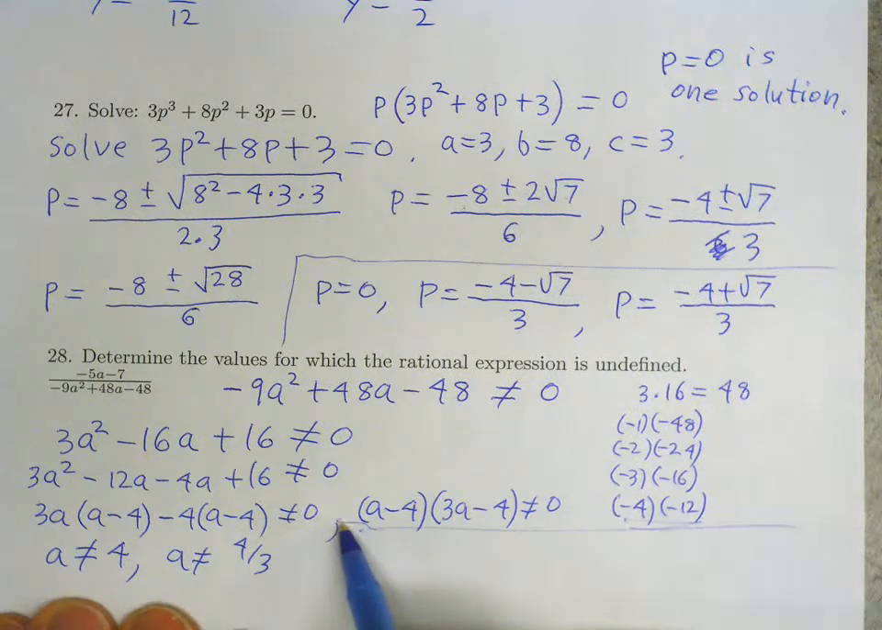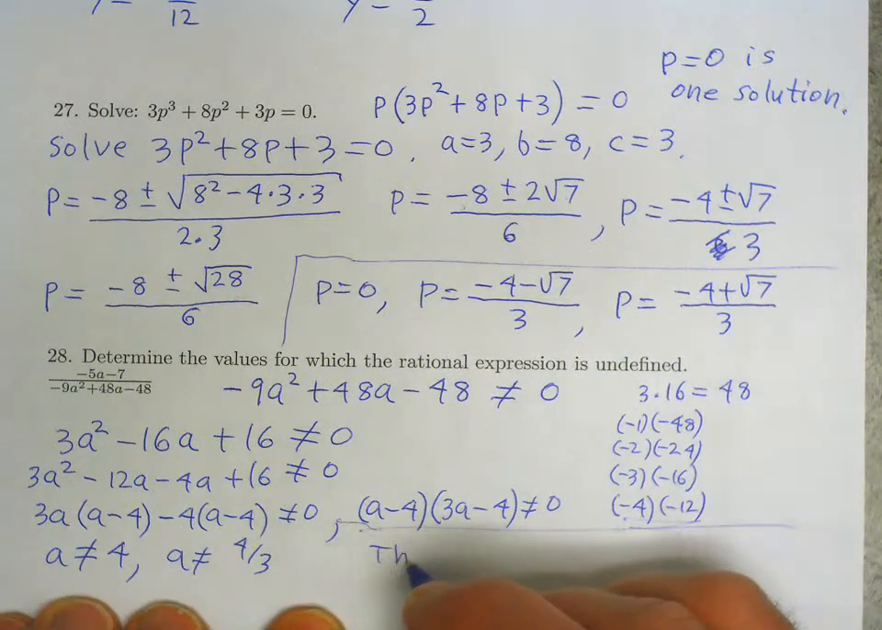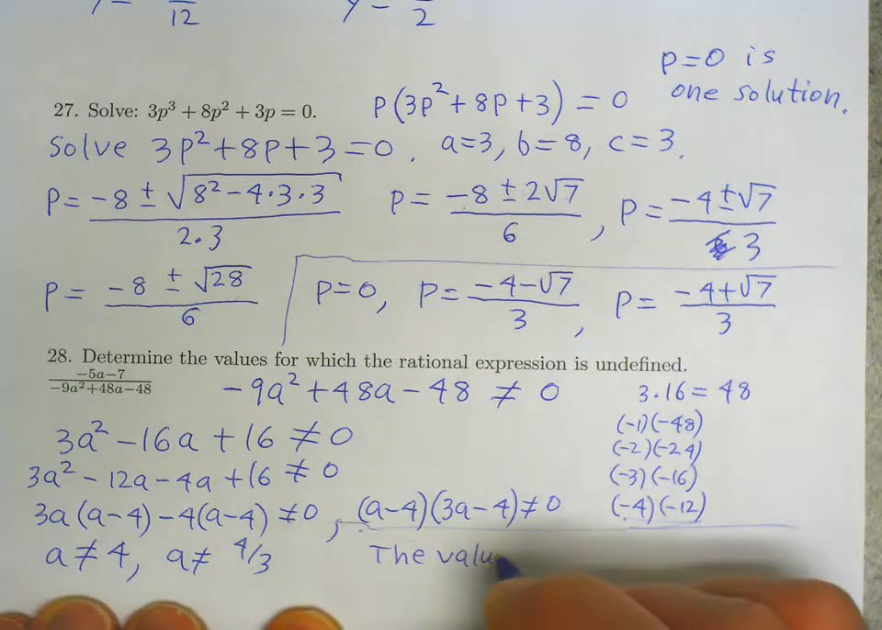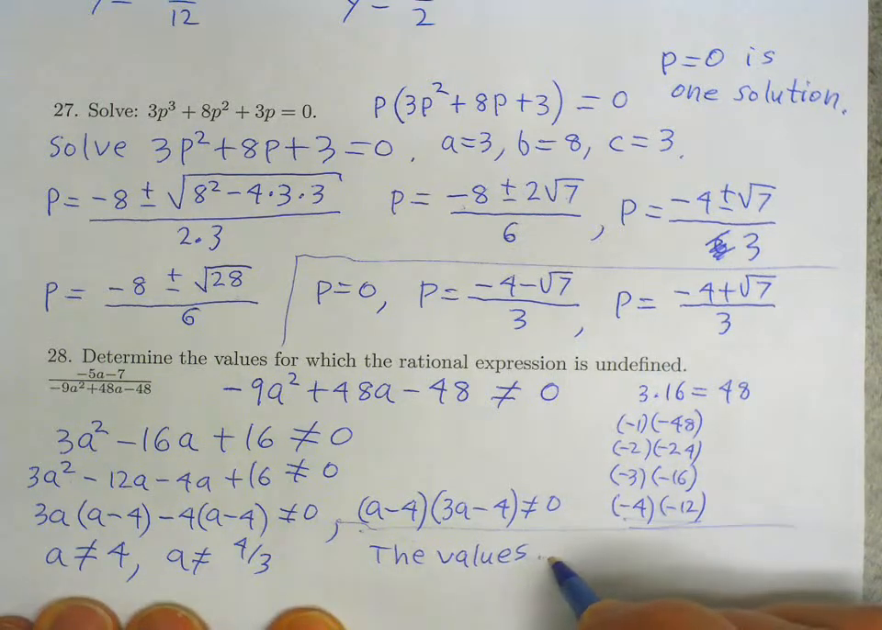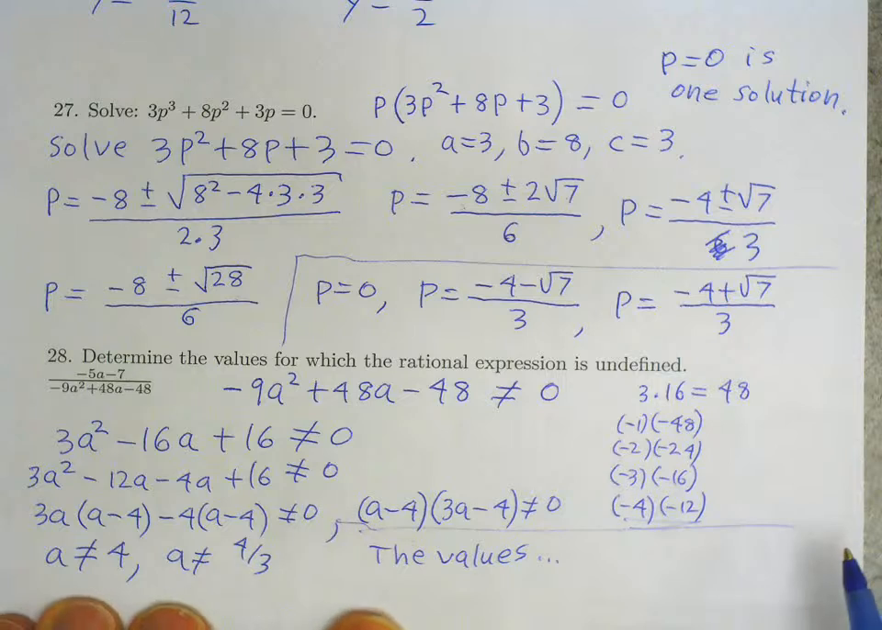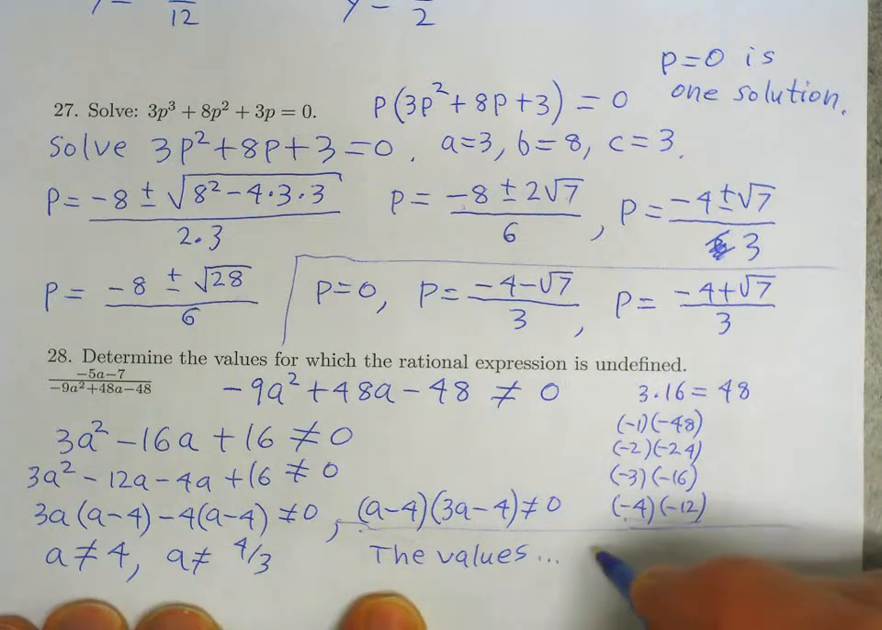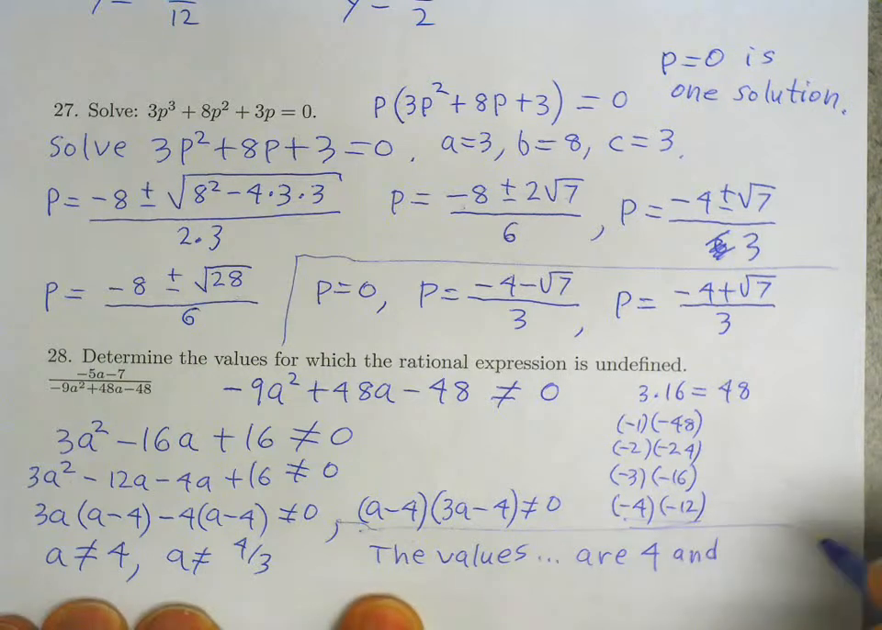So you could say the values that we're looking for, for which the rational expression is undefined, are 4 and the other one is 4/3.